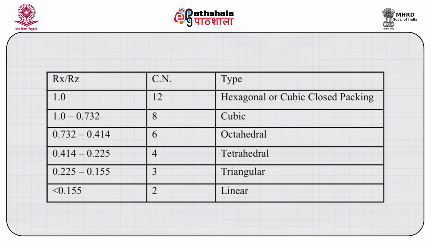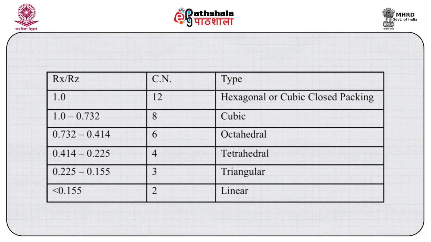It will be 12 coordination when the radius ratio is 1, which means that they are of equal size. The type of packing could be hexagonal or cubic close packing, as we saw earlier. When the radius ratio is between 1 and 0.732, the limiting value, it will be 8-fold coordination and the type of packing is normally cubic packing. When it is between 0.732 and 0.414, it is octahedral or 6-fold coordination, and it is known as octahedral packing.